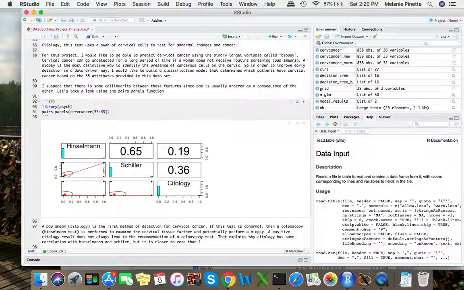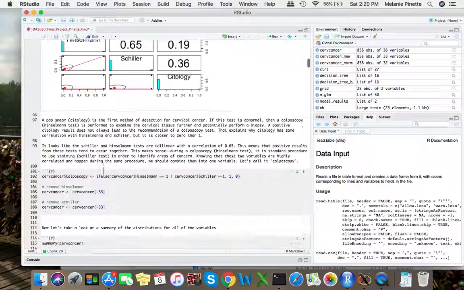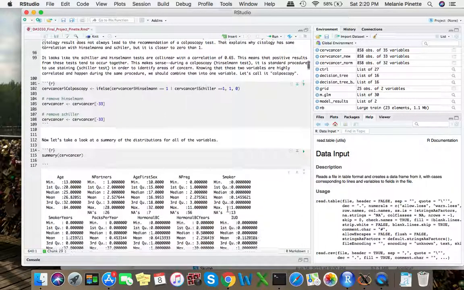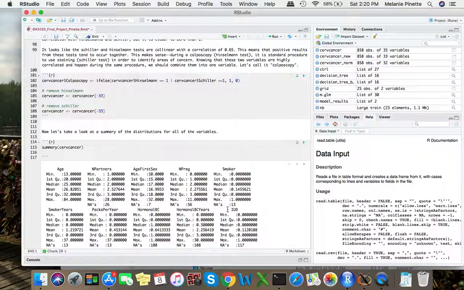So this makes sense since during a Hinselmann, it's standard procedure to use a Schiller test. So in order to identify areas of concern, you might run the Schiller test while observing the cervix through a Hinselmann test. Knowing that these two variables are highly correlated and happen during the same procedure, we might want to combine them. So let's do that. We'll combine them into a variable called colposcopy. All right, and we'll remove the variables themselves, Hinselmann and Schiller.